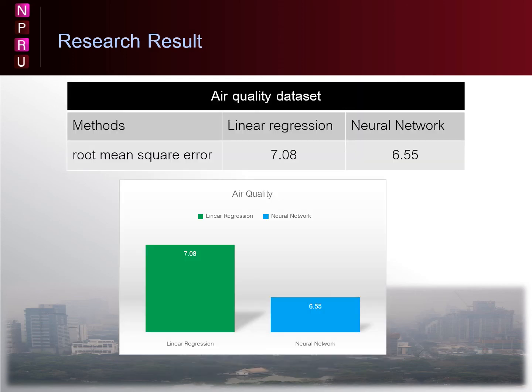The result shows that neural network provides the best result with 6.55 in terms of root mean square error, compared with linear regression which gives the result of 7.08.